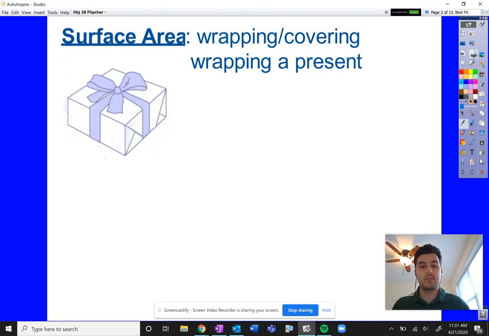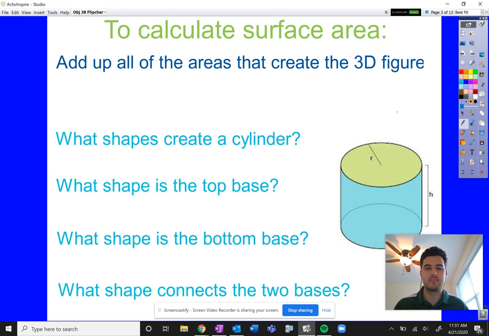Now, that's exactly what we want to think about. Surface area, think about, remember, wrapping the present. How much do you need to cover every surface? That's what's important. But we're specifically going to talk about cylinders. So to calculate surface area, we're going to add up all the areas that create the figure.